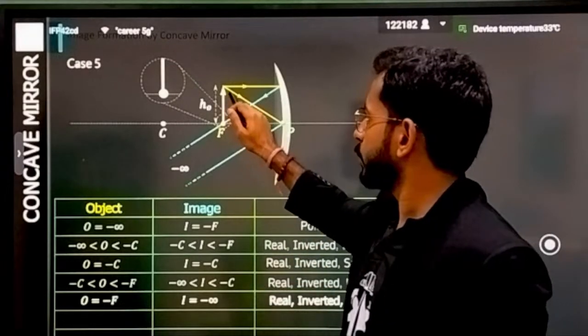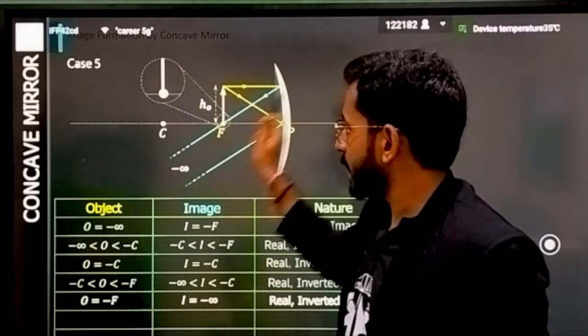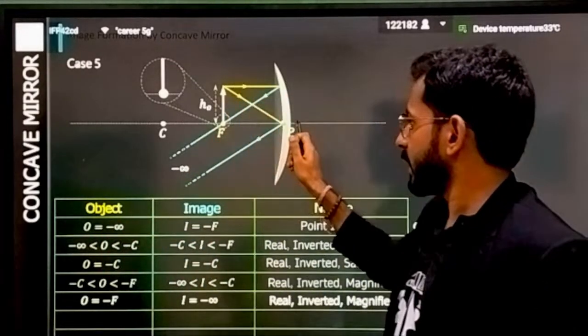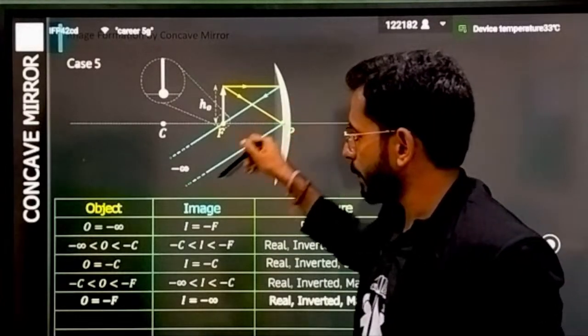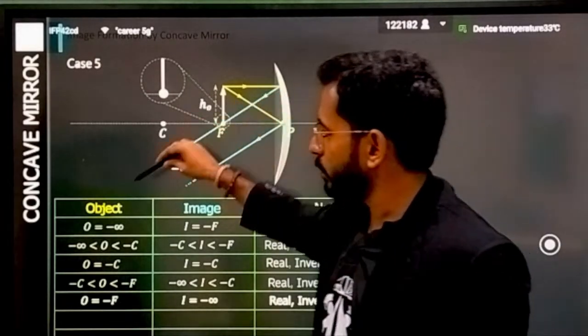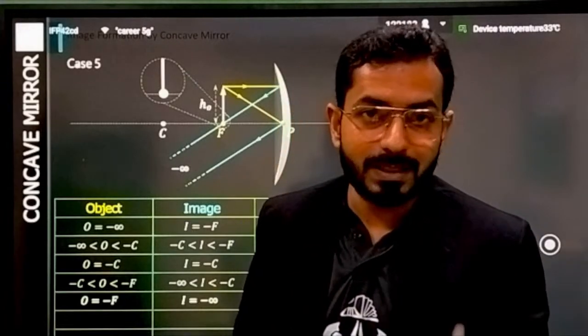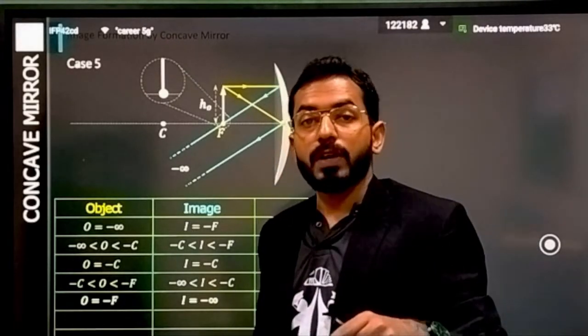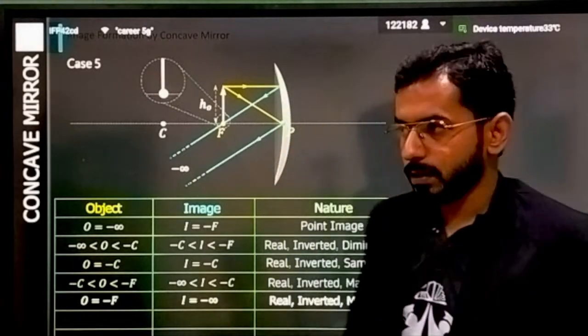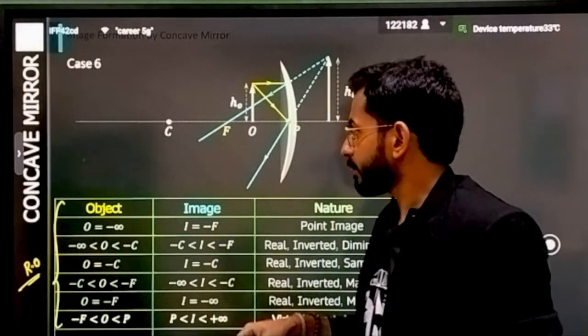Because what will happen, one ray you take parallel, it will pass through the focus only. Take the second ray from the pole and it will also become parallel. So we say that they are going to meet at some infinite distance. Nature will be real because again the image is forming on the same side. Inverted image and enlarged image, the size of the image will be very high.